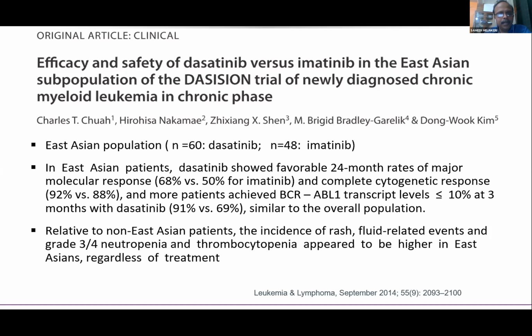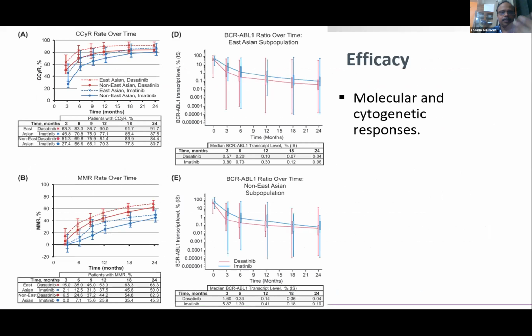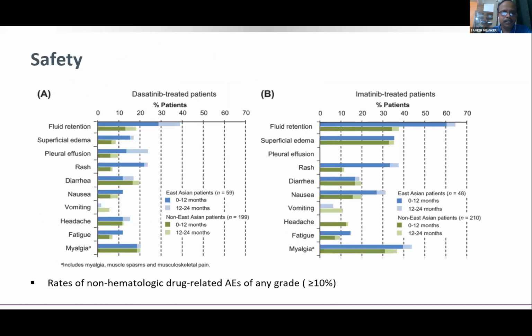It was just noted that, related to the non-East Asian patients, the incidence of rash, fluid-related events and cytopenias were probably higher in the East Asians regardless of the treatment. Yeah, it's just a demonstration of the molecular and cytogenetic responses. Safety, I just discussed this, so we won't.